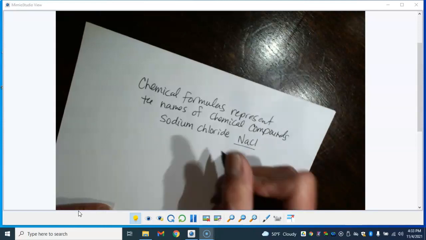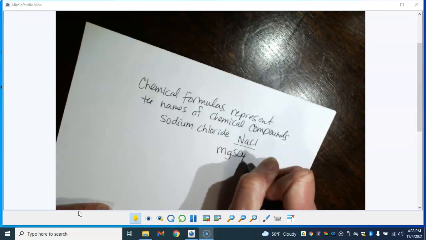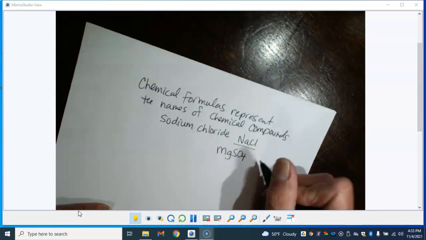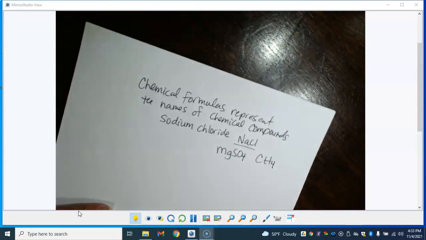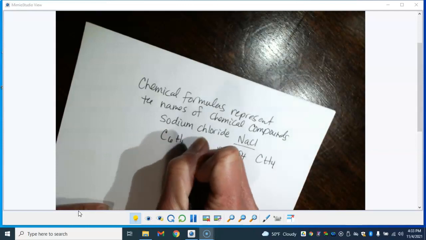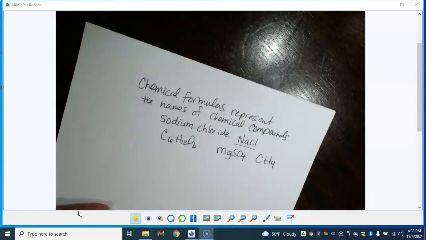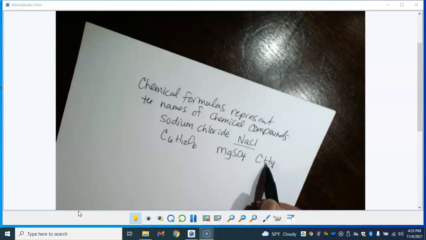Another example of a chemical formula might be MgSO4, CH4, C6H12O6. These are all examples of chemical formulas. Again, they represent the name of chemical compounds or molecules. A few things about chemical formulas. They have these subscripts, these numbers written below the elemental symbol, and that tells you how many atoms of this element are present. If there is no subscript present, that means there is only one atom present.